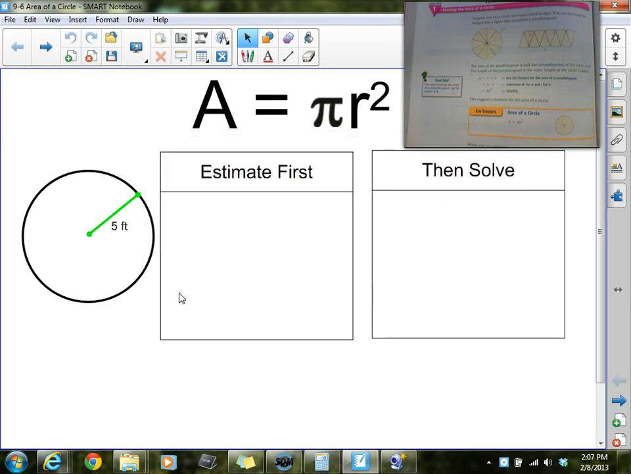Yesterday we started talking about the circumference, or the distance around a circle. Tonight we'll be working through how to find how much space is actually inside a circle, or we're talking about the area of a circle.